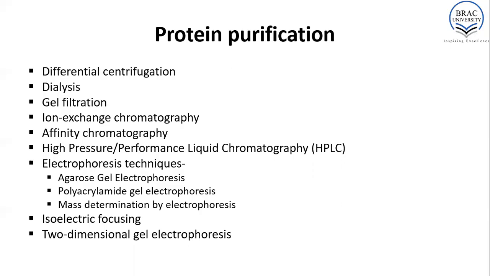In industry, the proteins are mainly purified using a chromatographic method. There are other methods like differential centrifugation or dialysis, and electrophoresis can also be used, but it is always chromatography that has been used in industrial capacity. So we will go through a few of these protein purification methods.